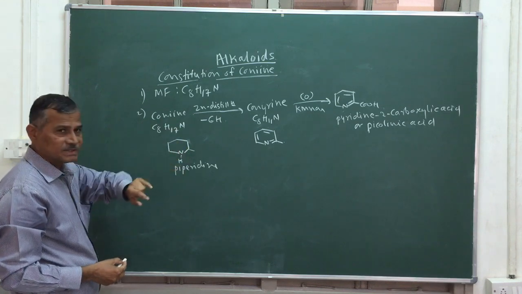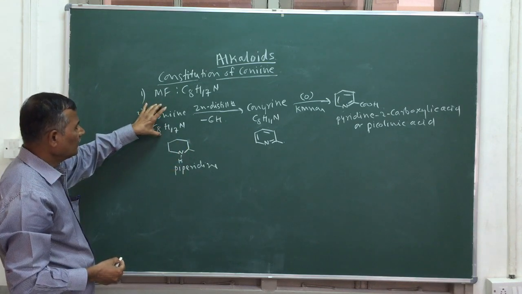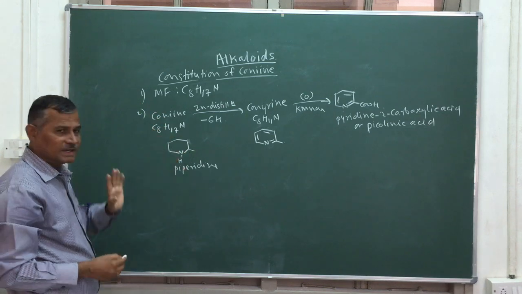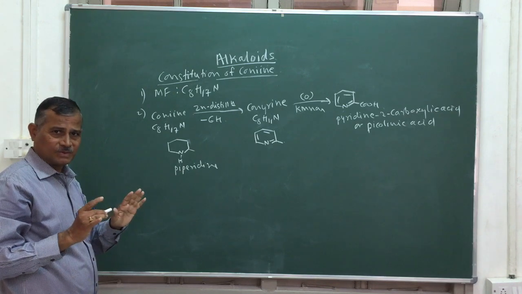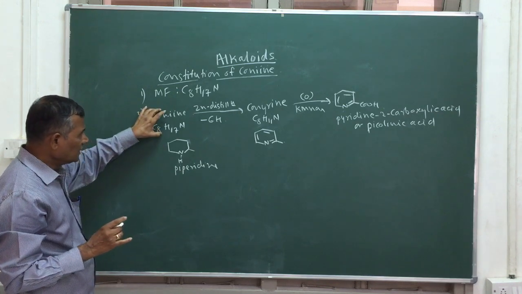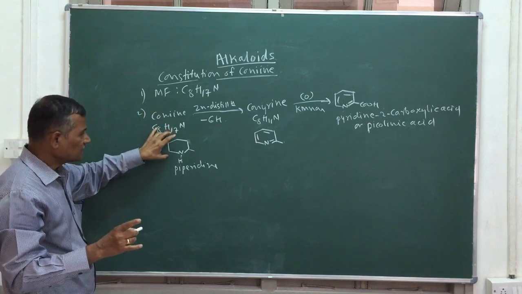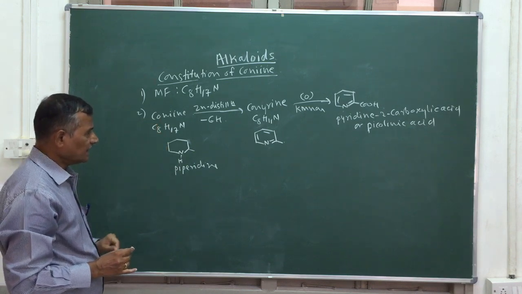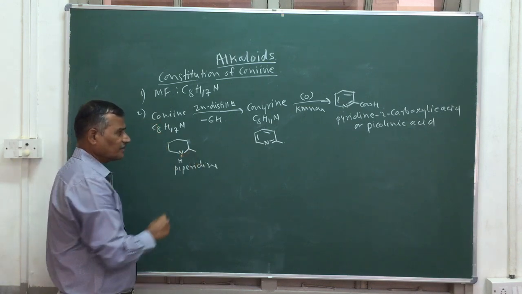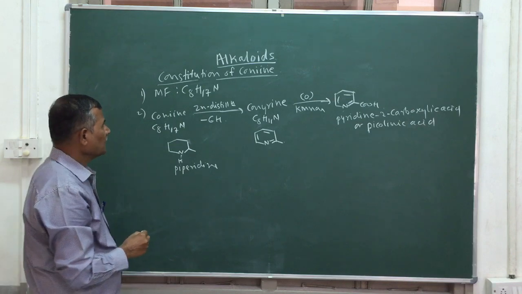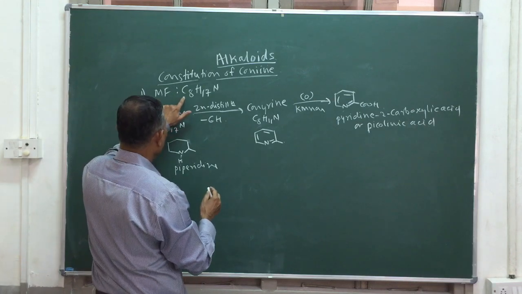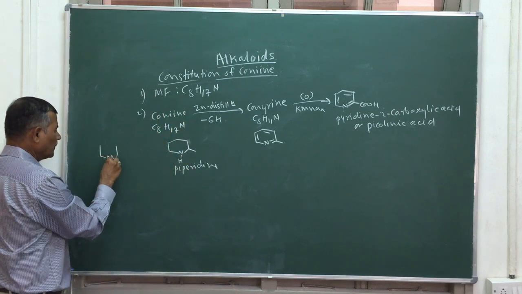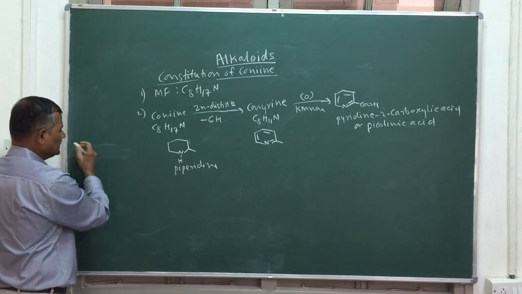That means from this reaction we come to know that this coniine contains the piperidine nucleus with the side chain at the second position. Then we have to find out what this side chain is. You already know the molecular formula of the coniine. So what we know is the molecular formula of, sorry, we just write coniine.